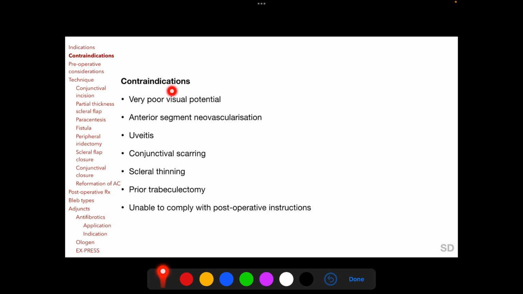Relative contraindications to trabeculectomy include very poor visual potential, anterior segment neovascularization, uveitis, conjunctival scarring, scleral thinning, prior trabeculectomy, and patients who appear unable to comply with post-operative instructions.